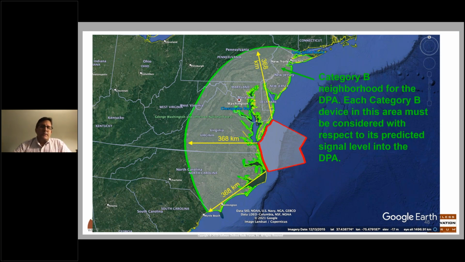If we calculate that the CBSDs in the aggregate are exceeding the interference objective at any point in the DPA, we start removing the worst offenders from the top of the list until we get down to the point where the aggregate interference is less than or equal to the interference criterion. And so those that had to be removed will either have to get relocated to another frequency or reduce their power or perhaps even go off the air completely. It just depends on the situation. Next slide, please, Lee.